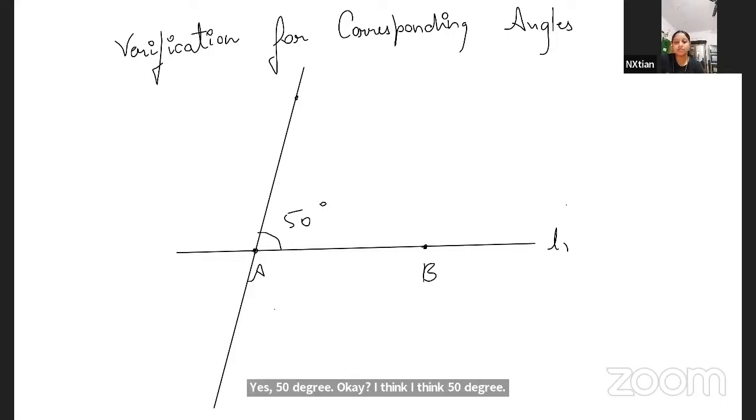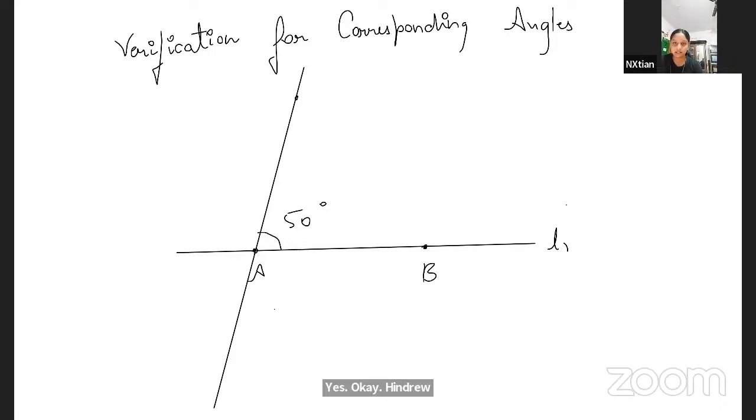I cannot find my protractor, ma'am. You cannot find your protractor. Not in the right place. So, Abraham, you can, I think, he logged out. Okay, he's rejoining.